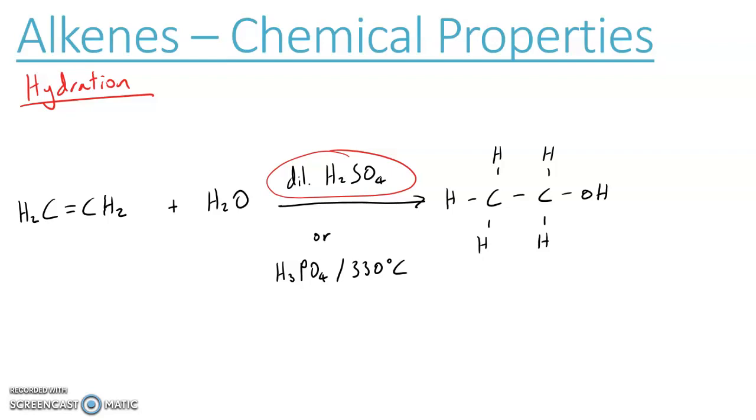Another reaction is hydration. This is to produce an alcohol from the alkene. So we're reacting with water. We need dilute sulfuric acid as a catalyst. That's the most common condition. Basically we're just adding OH to one of the carbons and H to the other carbon.